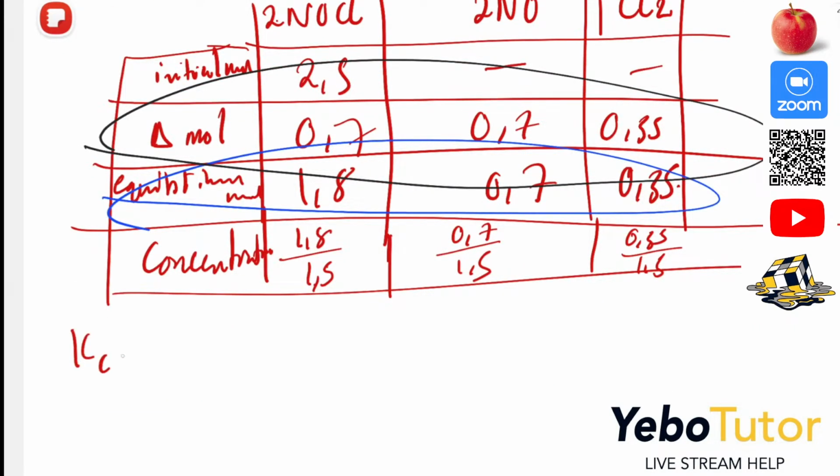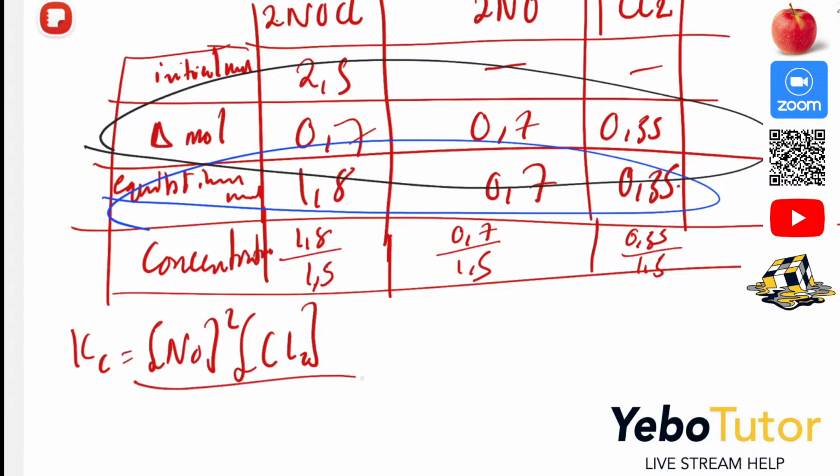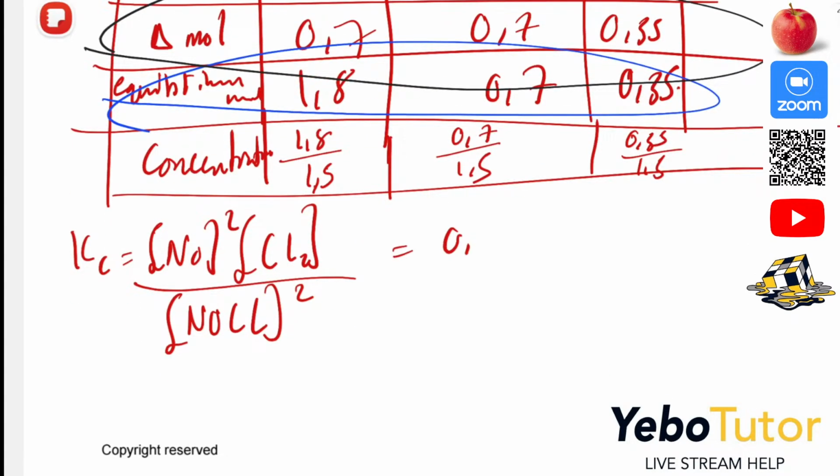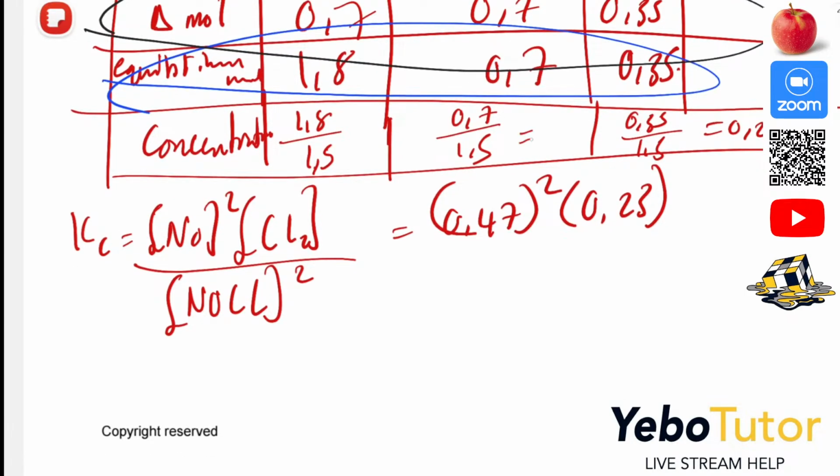Kc will be equal to NO squared, Cl2, all divided by NOCl squared, right? So now that will be equal to 0.47 squared multiplied by 0.23 squared. This is equal to 0.23. This is equal to 0.47. This will be equal to 1.2, guys. Sorry, yes, 1.2. Please use your calculators.